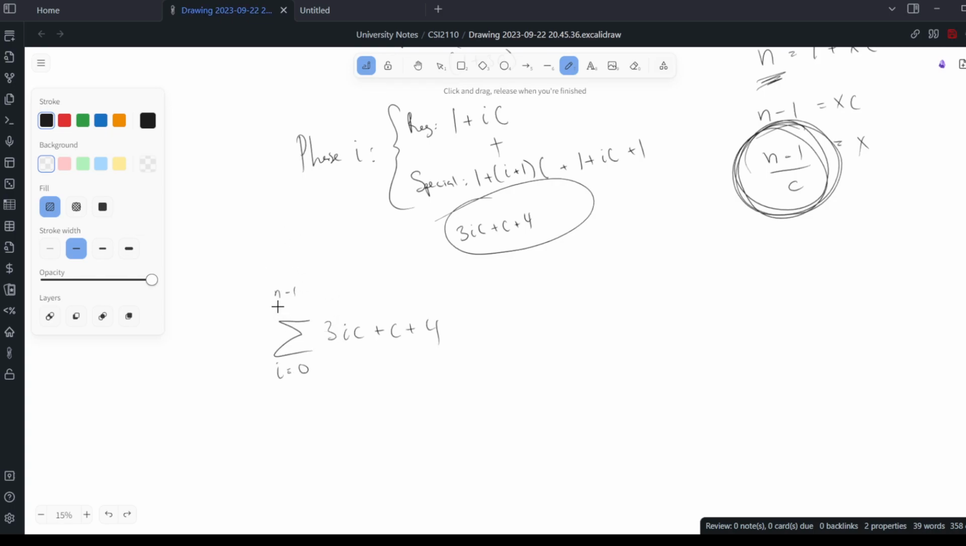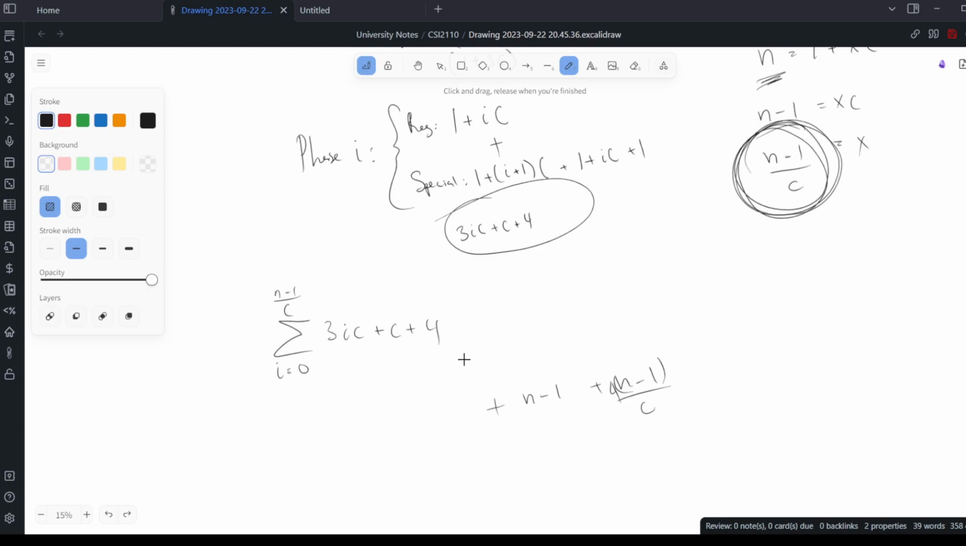Math. Okay, so n minus 1 divided by c. The logic is going to be the same as what we did earlier. Just use your laws of summations. Constant terms are really just a matter of multiplying by that. So you're going to get plus n minus 1 plus n minus 1 divided by c times 4, I think. Yeah, that checks out.